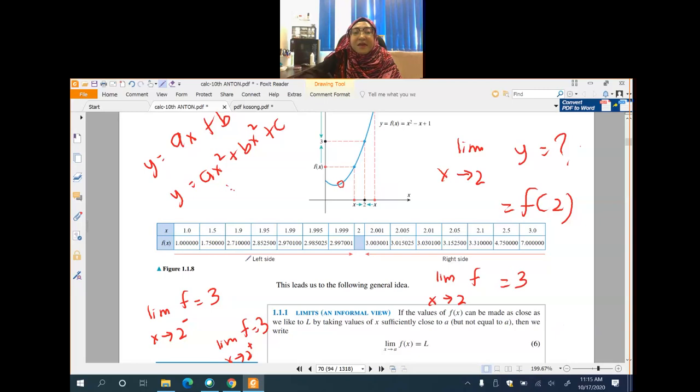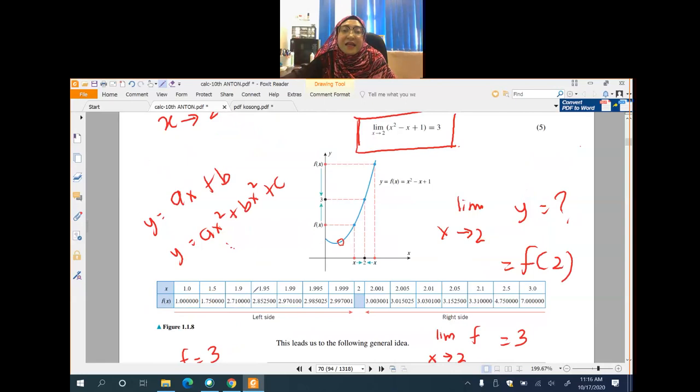If they are not the same, let's say from the left it is equal to 3, but from the right it is equal to 4. One is 3, another one is 4. So what will be the limit of f as x tends to 2? The answer will be does not exist instead of 3. Only for the case when they are the same does the limit exist. So that is how you find the limit of f as x approaches x naught, which means any constant. You can do it by using a table.